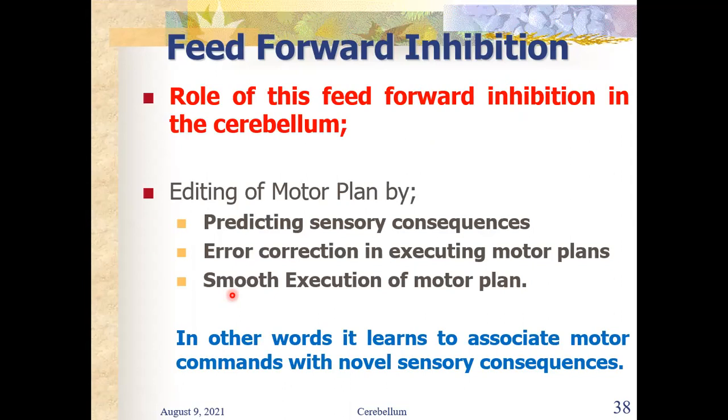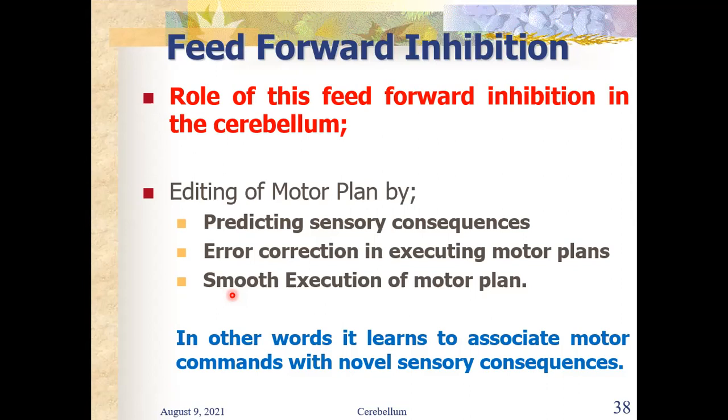As we have seen, those feed-forward examples between the basket and stellate cells, between the Golgi cells and the Purkinje cells, that feed-forward inhibition is there to help in editing of motor plan by predicting sensory consequences, by correcting errors in execution of motor plans, and by smooth execution of the motor plan. So in other words, the cerebellum learns to associate motor commands with sensory novel consequences.